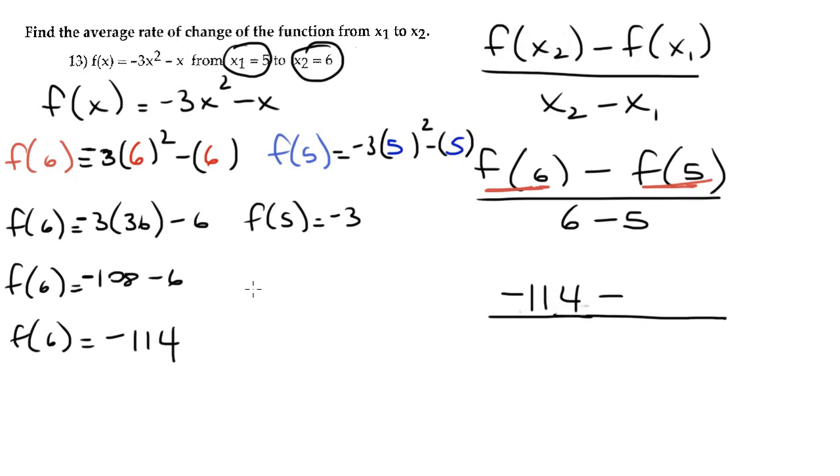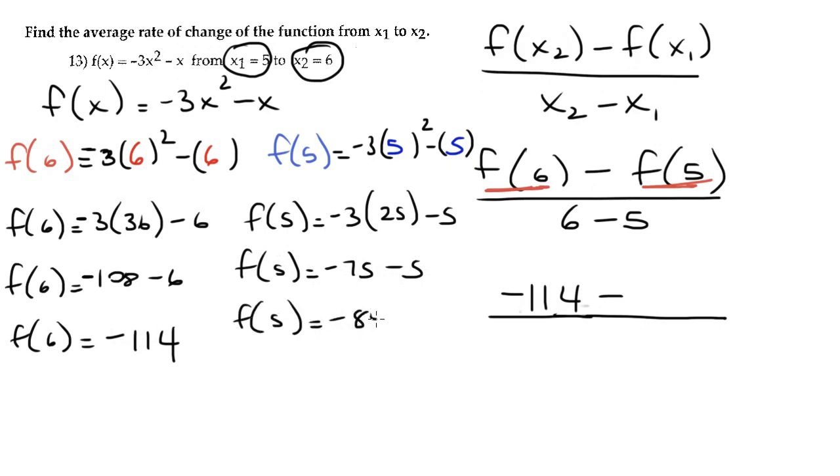That's negative 114 there. So negative 3 times 25 minus 5. F of 5 is negative 75 minus 5. F of 5 is negative 80. So negative 114 minus negative 80 over 1. This is the average rate of change. F of 6 minus f of 5.